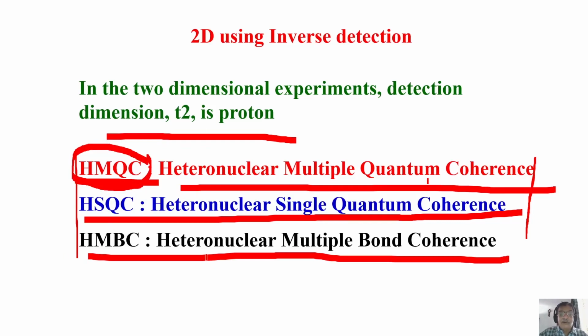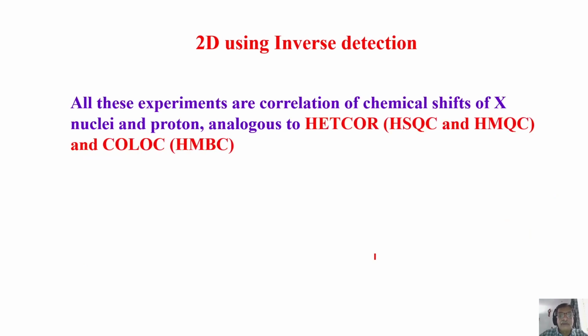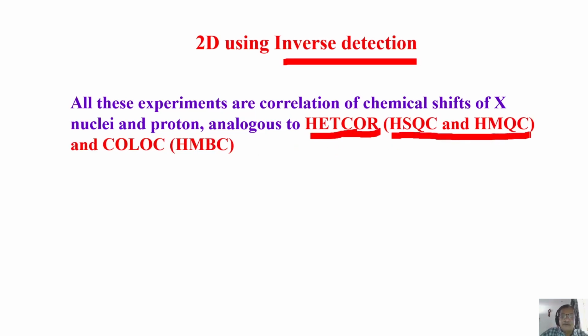Whereas HMBC gives you long range correlations. How it does that, we will see. We will also see how we can do inverse detection. All these inverse detection experiments can be correlated to direct detection experiments. There is a similar experiment for direct detection. HETCOR was there, I told you, the HETCOR pulse sequence where proton and carbon were correlated. That is analogous to the inverse detection sequences called HSQC and HMQC.